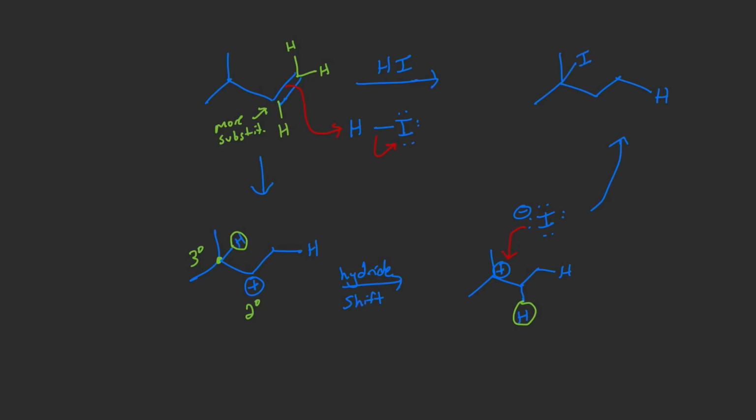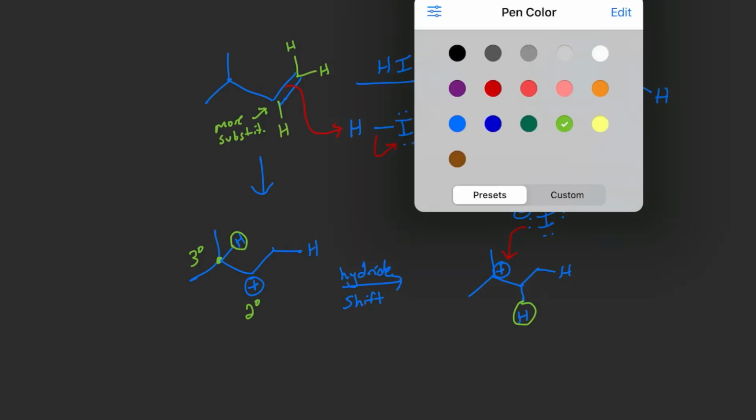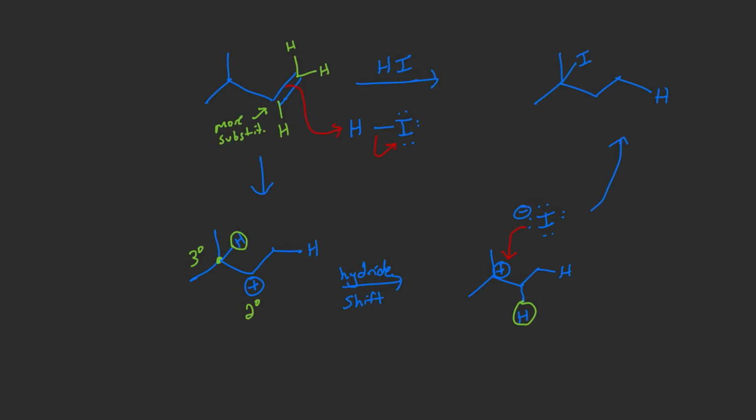And if we remember where the alkene was to begin with, let's say this was our alkene, this is where the alkene was initially, but because of that hydride shift, we're not adding the iodine onto the end of that alkene. We're adding a hydrogen from the hydride shift, and then we add the iodine one carbon over on the more stable carbocation.